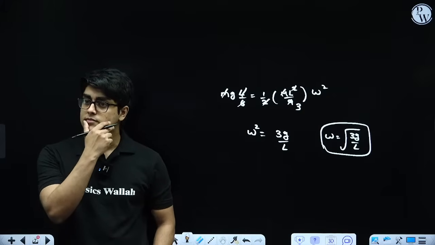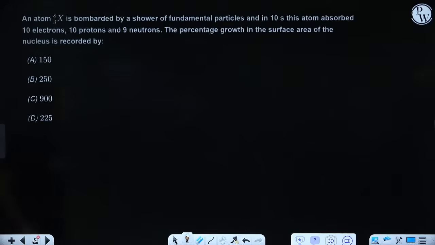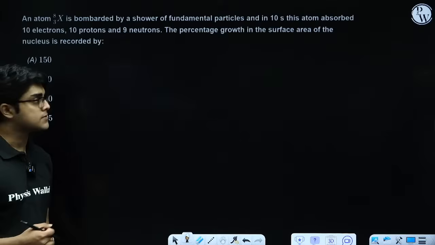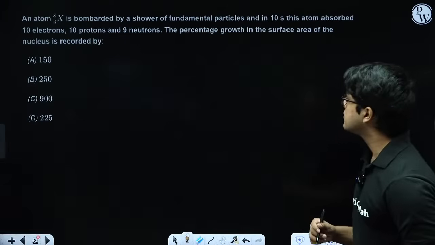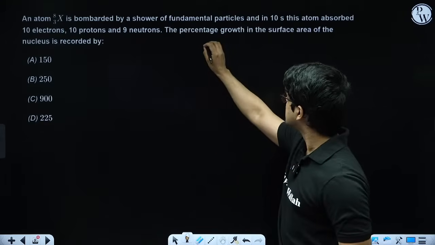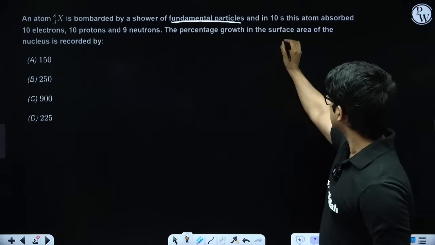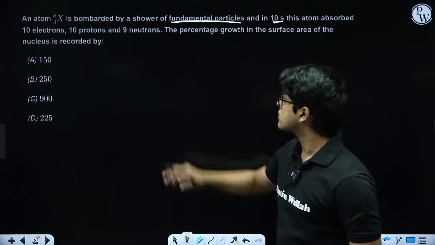Okay, all right. So this question is complete. Now we have the third question. This is a question based on nuclear physics. Here we have an atom and it is bombarded by a shower of fundamental particles. In 10 seconds, the atom absorbed 10 electrons, 10 protons and 9 neutrons.